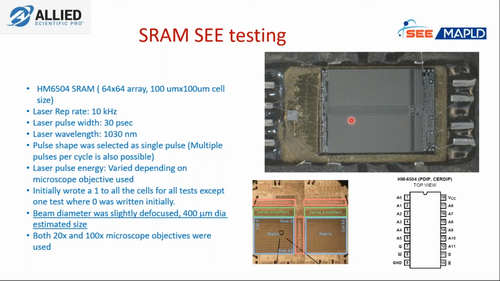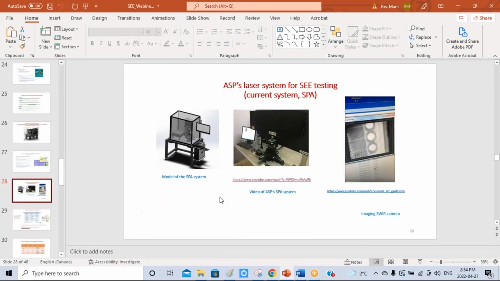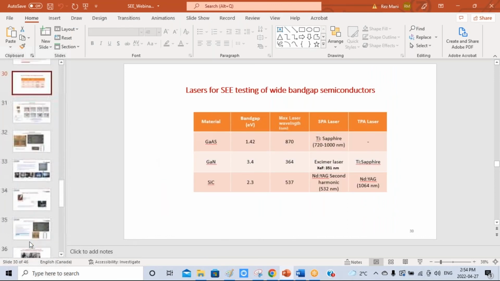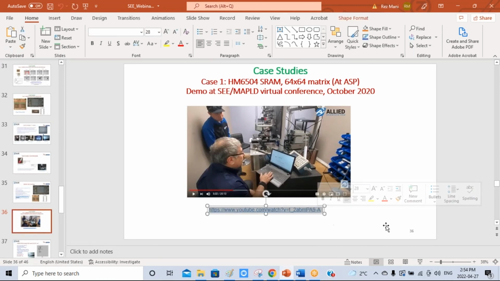We just wanted to do a check, such as for COTS parts, to see how many cells would show upsets. The beam diameter of 400 micron was much larger than the size of one cell, which is 100 by 100 micron. There's a video here where we did this testing, which I can send you on chat. You don't have time to look at this video right now, but you could take a look at it later if you like. It shows the full experiment live, which we did for the SCE MAPLD virtual conference. So it'll be more useful to watch that.